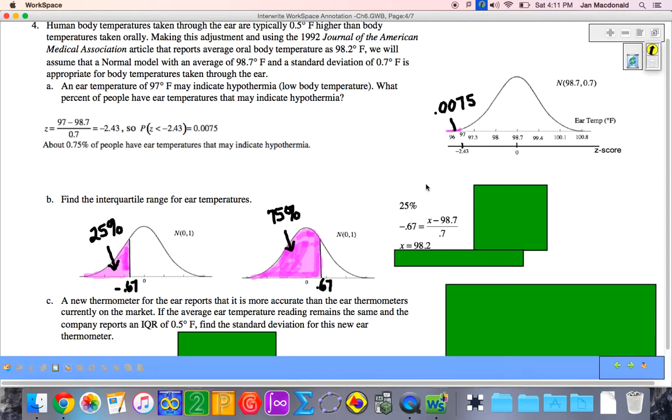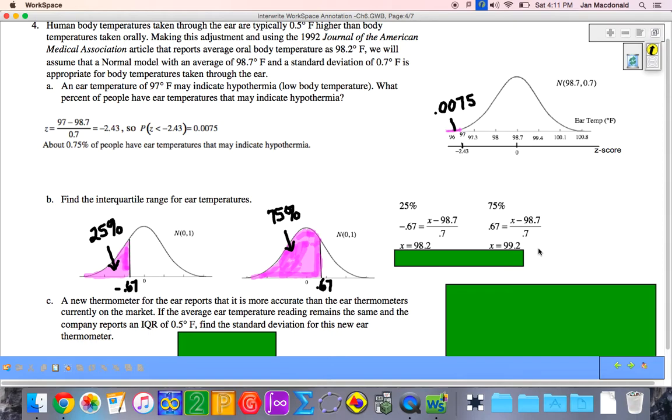Okay, and again, we're going to do that one more time for Q3. Q3 represents the upper boundary for the lower 75% of the data. If we plug into our z-score here, again, it would be 0.67 equals data value minus our mean divided by our standard deviation. And our Q3 value would be 99.2 degrees Fahrenheit.